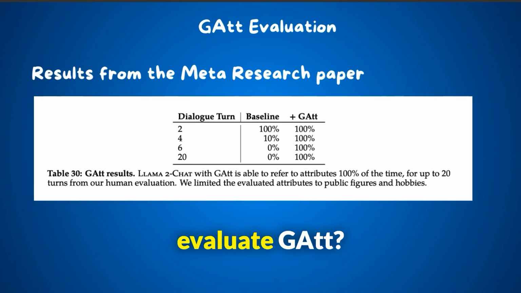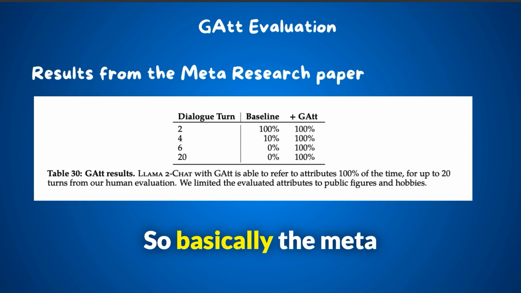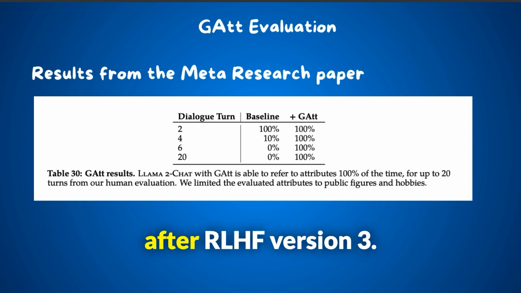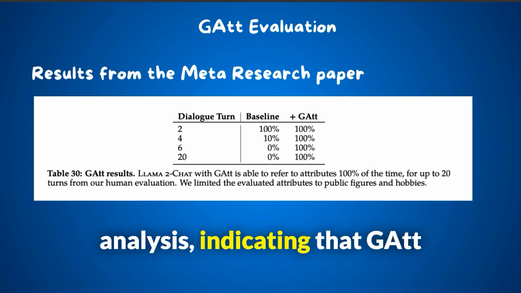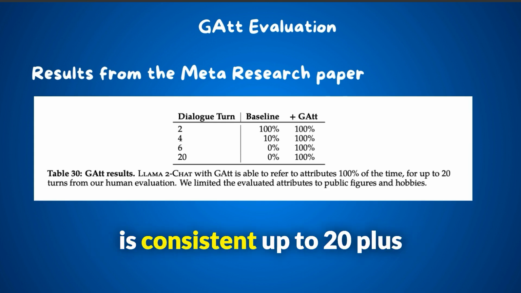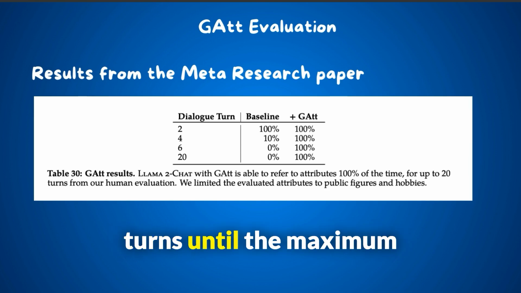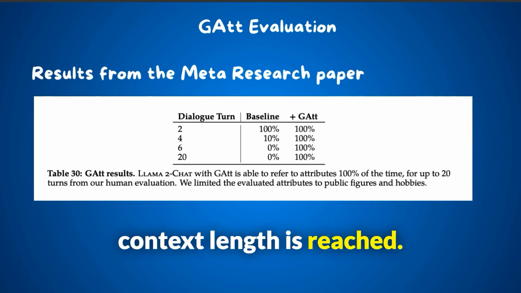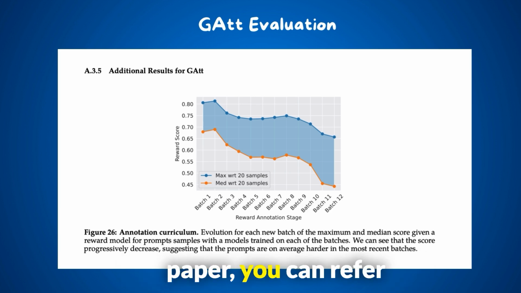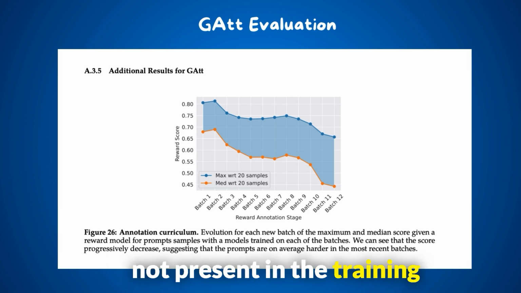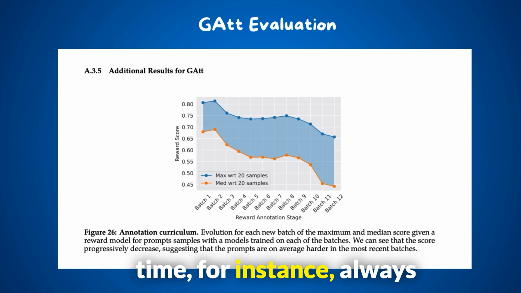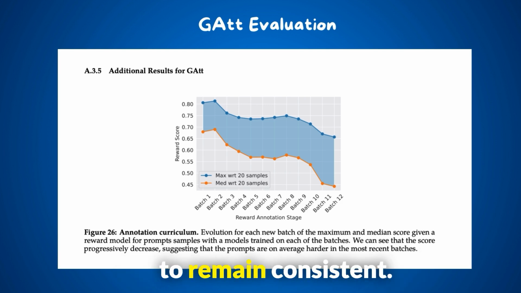Now, how do we evaluate GAT? So, basically, the Meta researchers applied GAT after RLHF version 3. They reported a quantitative analysis indicating that GAT is consistent up to 20 plus turns until the maximum context length is reached. If you refer to the research paper, you can refer to Appendix 3.5 where they mention it. They tried to set constraints not present in the training of GAT at inference time, for instance, always answer with haiku, for which the model was found to remain consistent.